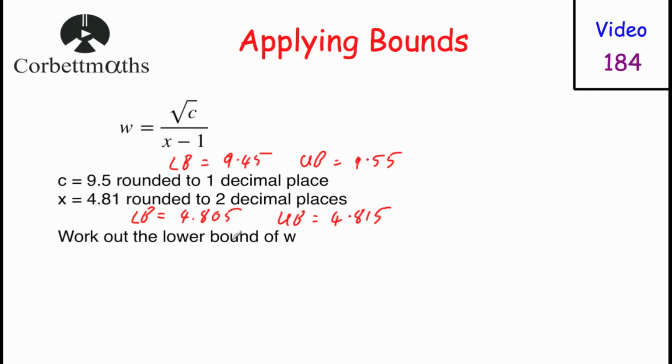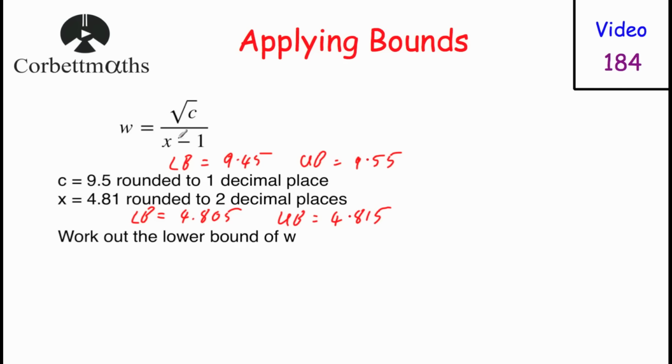And we've been asked to find the lower bound of w. So if we want to find the lowest possible value for w, we want to divide the lowest possible value for the square root of c by the biggest possible value. Whenever you want to find the lowest possible something, you want to divide the smallest amount by the biggest amount. That'll give you the smallest answer.